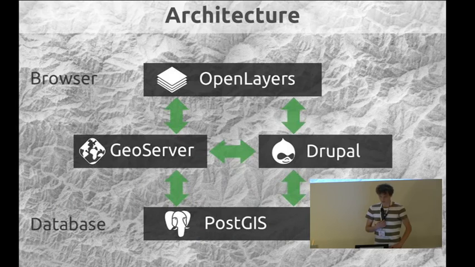This is the architecture. We store the data in PostGIS. We use GeoServer to make the data available. Drupal is the CMS we use, and OpenLayers is in the browser to visualize the data and also to collect the data.